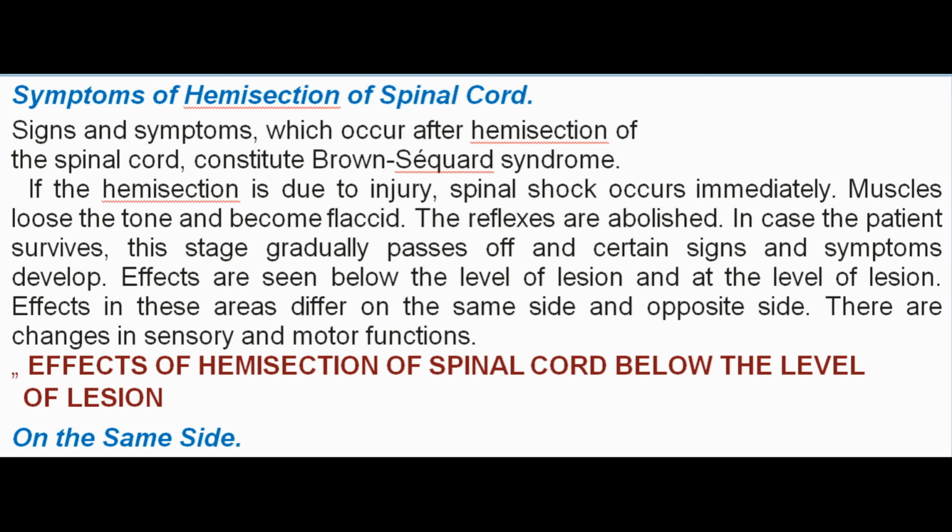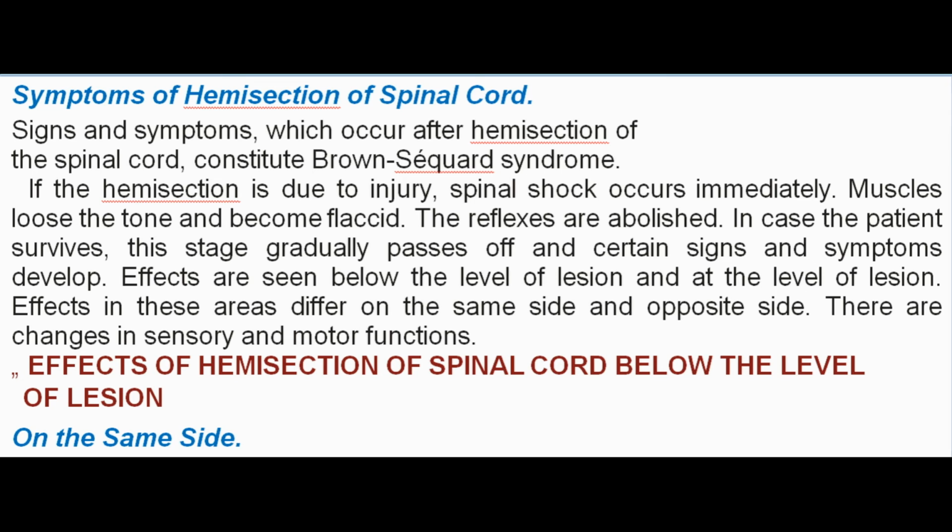Symptoms of hemisection of spinal cord. Signs and symptoms, which occur after hemisection of the spinal cord, constitute Brown-Séquard syndrome. If the hemisection is due to injury, spinal shock occurs immediately. Muscles lose the tone and become flaccid. The reflexes are abolished. In case the patient survives, this stage gradually passes off and certain signs and symptoms develop. Effects are seen below the level of lesion and at the level of lesion. Effects in these areas differ on the same side and opposite side. There are changes in sensory and motor functions.